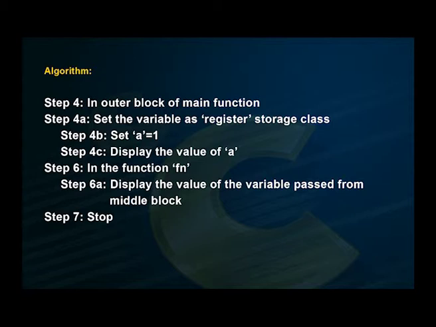Step 4, in outer block of main function, step 4a, set the variable as register storage class. Step 4b, set a equal to 1. Step 4c, display the value of a. Step 6, in the inner function fn, step 6a, display the value of the variable passed from the middle block. Step 7, stop. Let us now implement this C program and observe the output of the program.